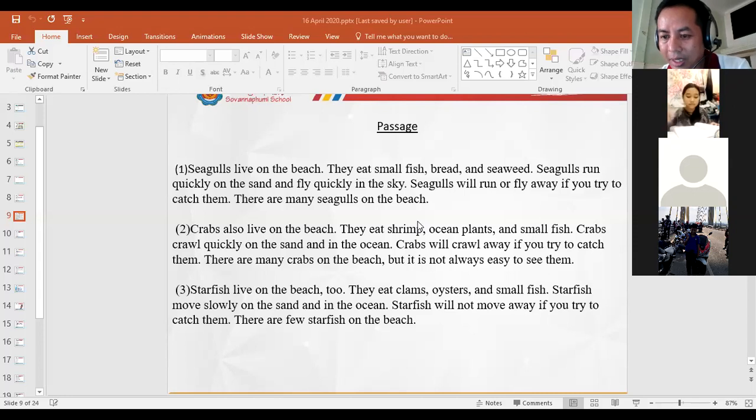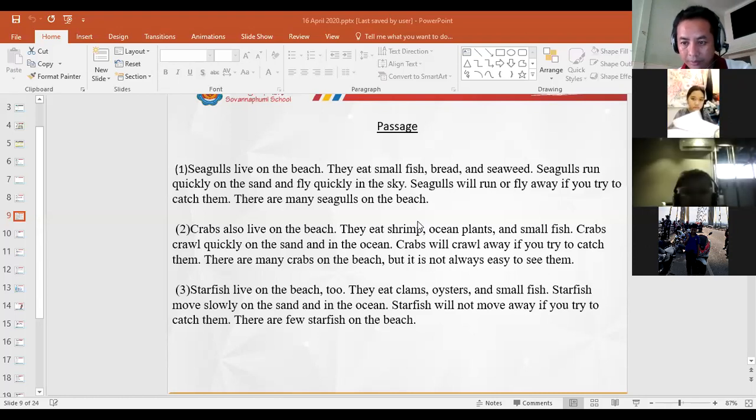The next one. Crabs also live on the beach.